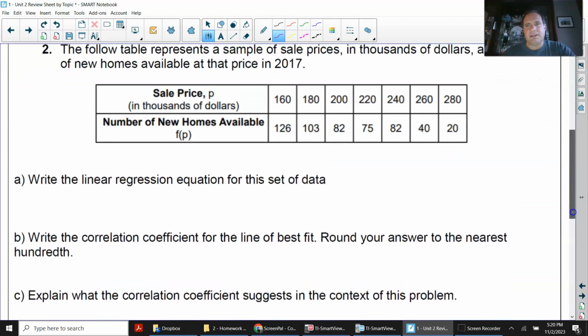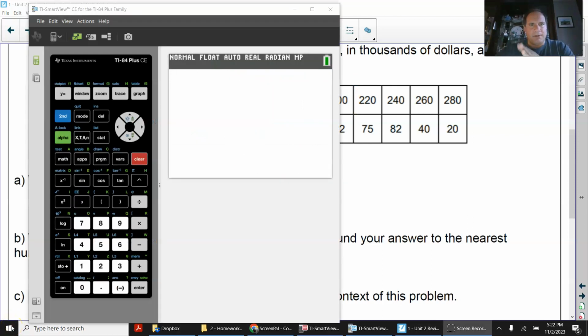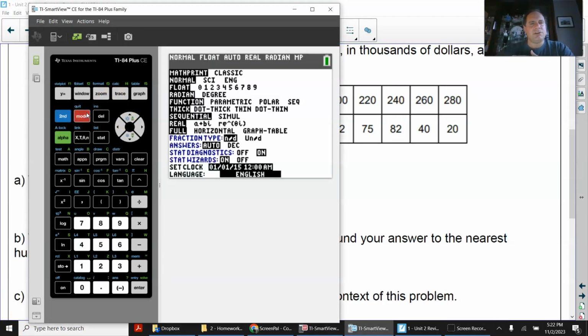Okay, so this is the first question that we're talking about, linear regression equation, and then correlation coefficient. Explain what that correlation coefficient suggests in the context of the problem. This is a Regents problem, and I'm just going to get my calculator up and put these numbers in. Remember, this is my L1. This is my L2. When the proctor asks you to reset the calculator, just make sure that when you press mode, stat diagnostics will be off. You have to go to the right and press enter to put it on.